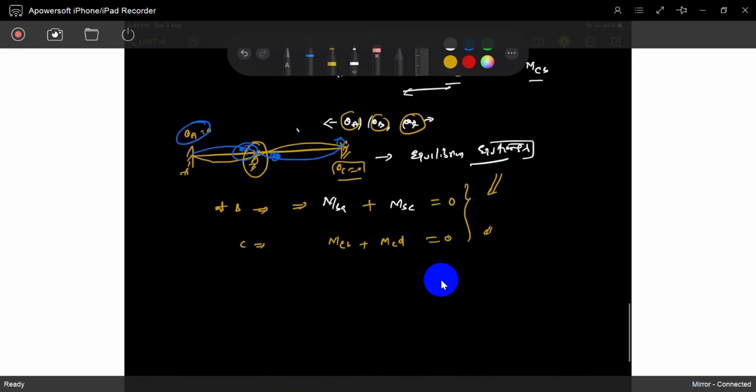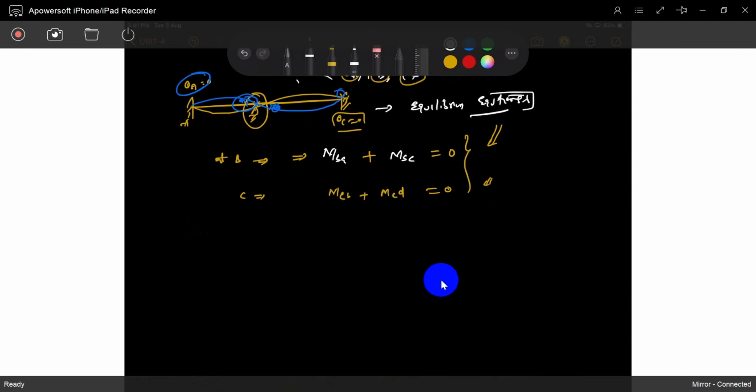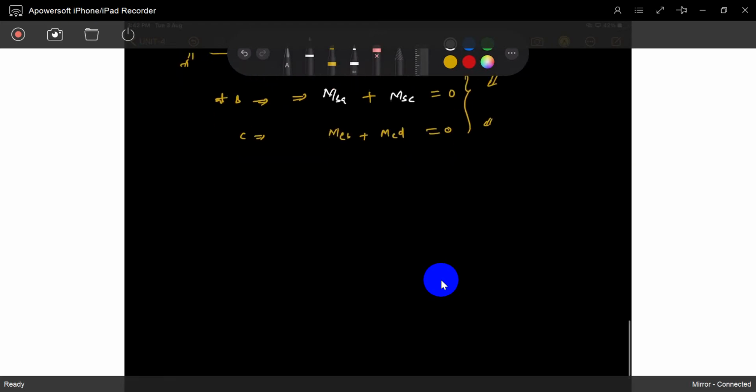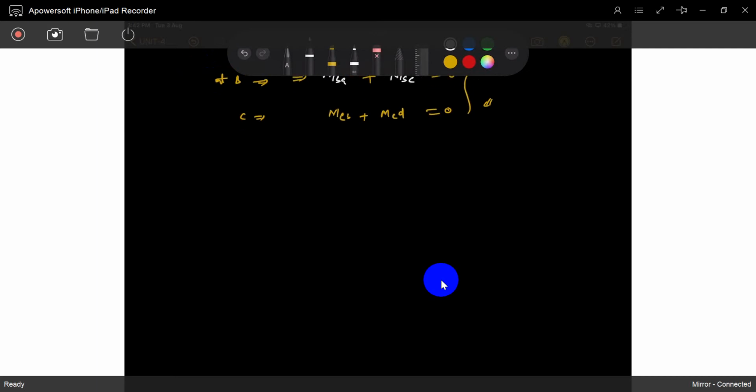I will show one problem, a very simple problem. Now you can understand how simple it is. First you have to understand the basic logic in this. Later on we can find out everything. So first problem, a very simple problem.